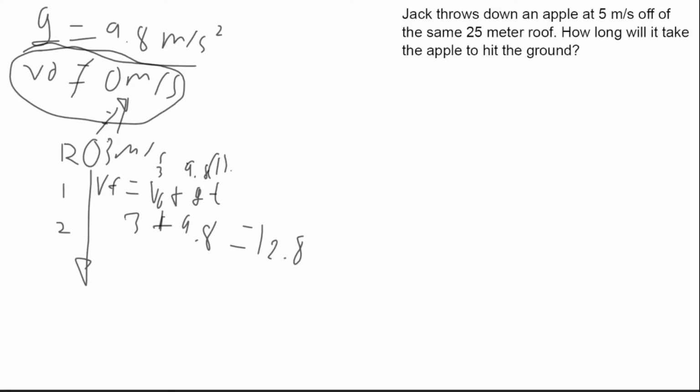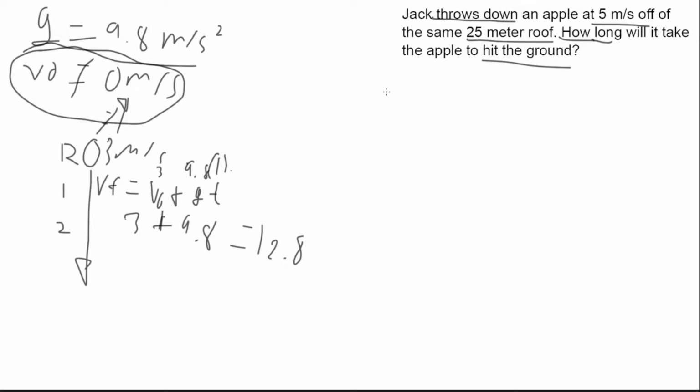So let's get to the problem here. Jack throws down an apple at 5 meters per second off of the same 25-meter roof. How long will it take the apple to hit the ground? So now we're solving for time, because of how long. We're solving for the final time, because of hit the ground.